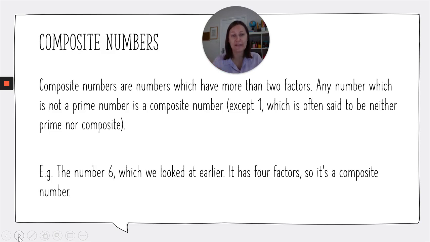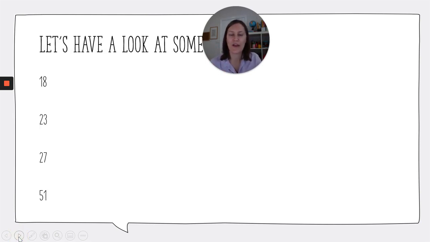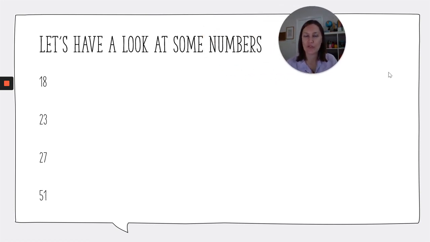So it had 4 factors, which means it would be a composite number. Okay, just going to move my face over so we can have a look at some numbers.